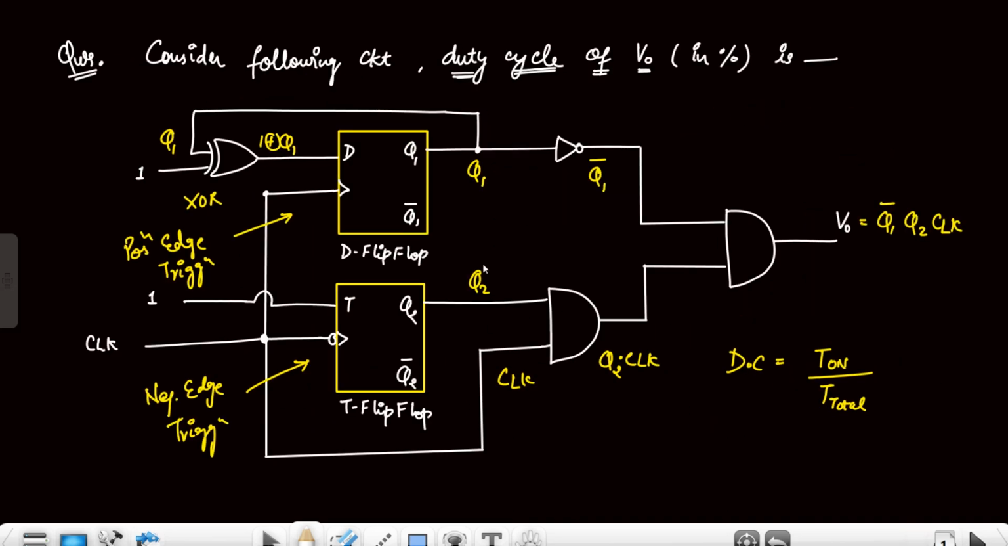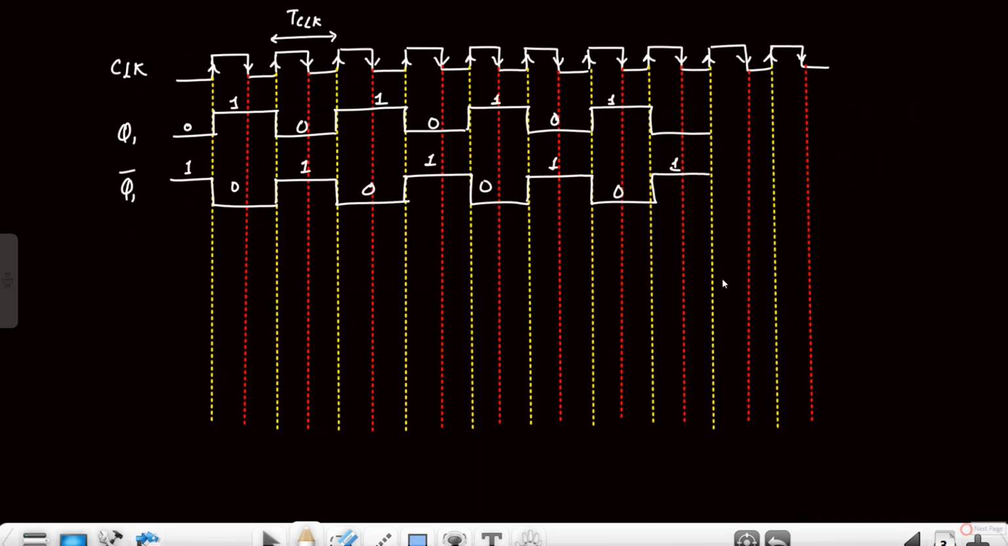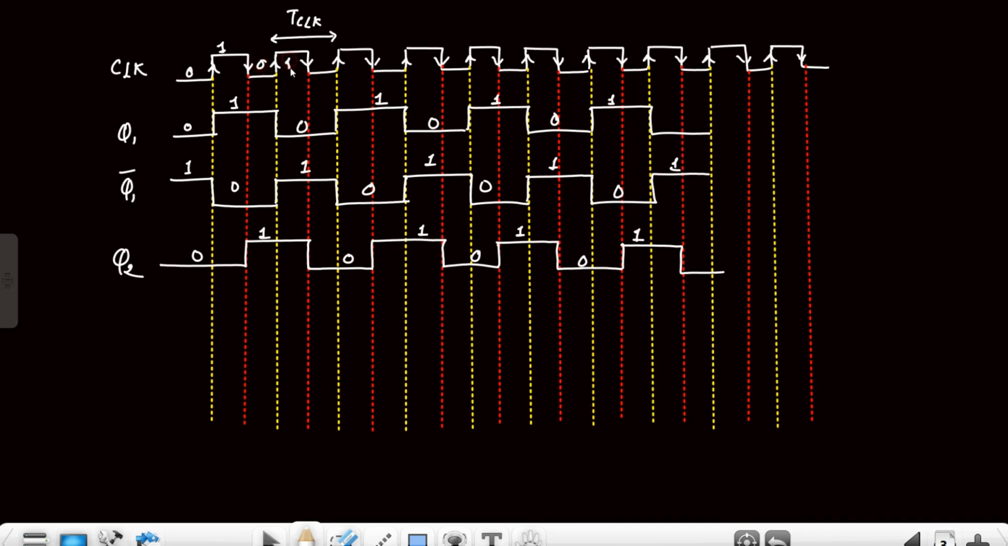After that, Q2 will toggle at the negative edge, meaning at the red line. So Q2 will be like this: here 0, then 1, here 0, 1, 0, 1. Now we have to multiply clock and Q2.